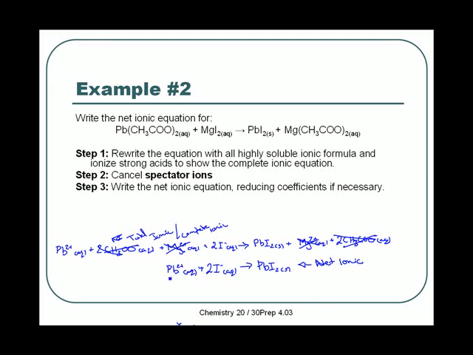If you take a look, we can't reduce. There's a 1 in front of the lead, a 2 in front of the iodine, a 1 in front of the lead iodide. We can't reduce that any further, so we're done. But we will do one where we can reduce right away. So that's how we do net ionic reactions.